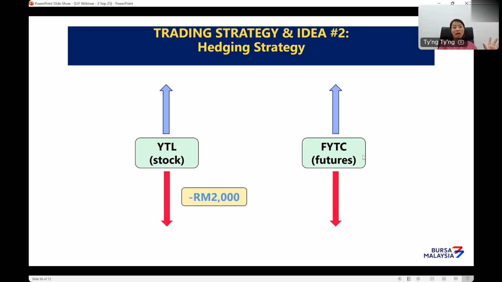But if you hedge it with futures, for example, you sell one contract of FYTC or you sell a few contracts of FYTC, you are going to make a profit when the market downtrends, because you are selling. That's why you make a profit, let's say, for example, 2,000. Can you see this? Your futures is going to net off or offset your losses in the stock market. So net, you're not going to have any profit or loss. So when it comes to hedging, your main objective is not to make money, not to make a profit, but rather to protect your stock portfolio.